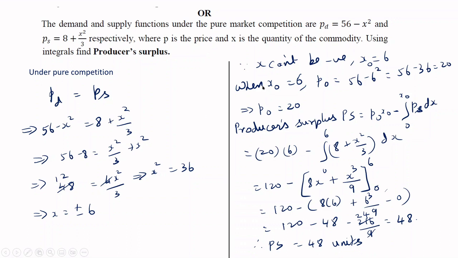So here finding the value of x, it carries 1 mark. Then finding the value of P naught by substituting for x naught, this carries half mark. Formula carries half mark. And then the remaining steps and the final answer carries 1 mark. A total of 3 marks for this question.